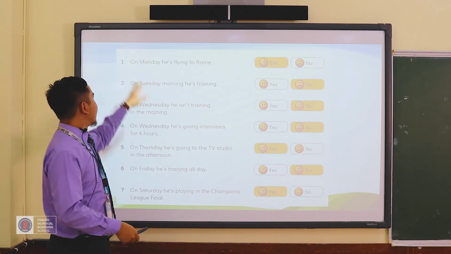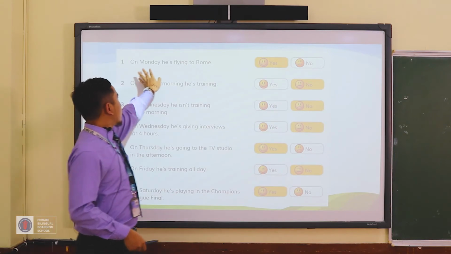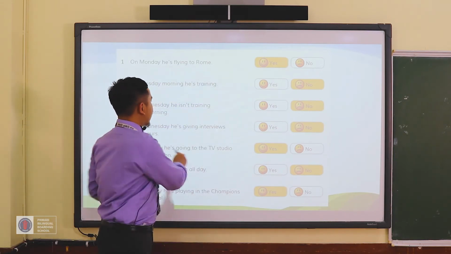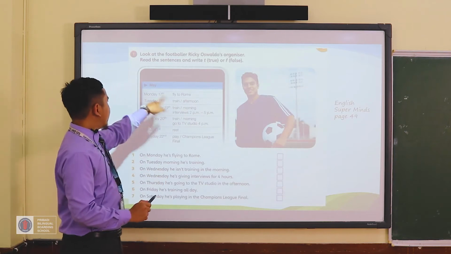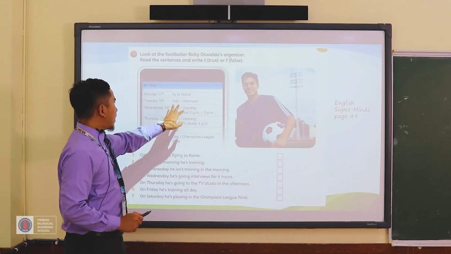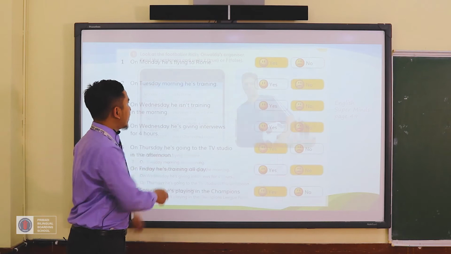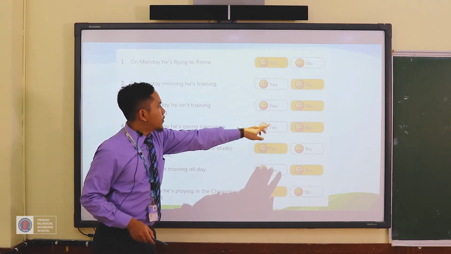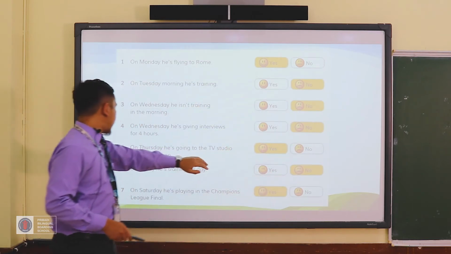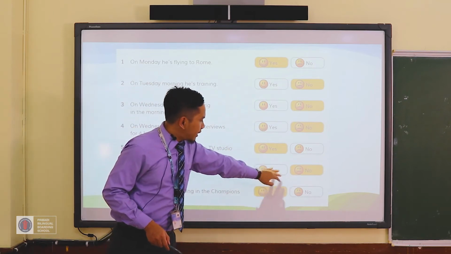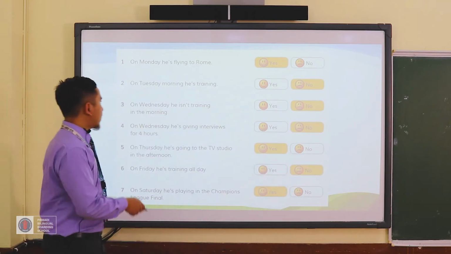I'm sorry. It's okay. Here, number 1, on Monday, he is flying to Rome. It is yes. Okay, let's check it. Okay, Monday, he is flying to Rome. Yeah, correct here. And the second one is no, it's false. And number 5 is yes. No and yes. Okay.